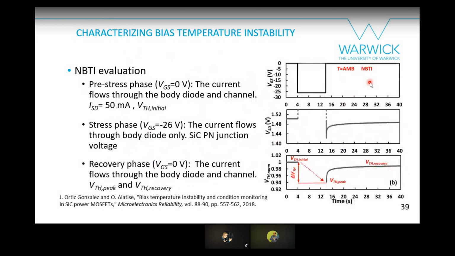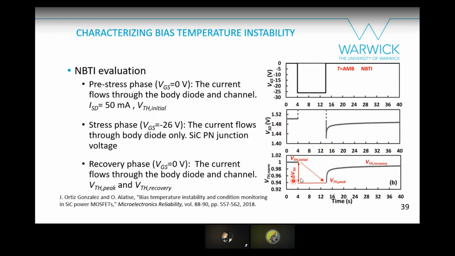What happens with NBTI? So we do the same. We have a slightly modified gate driver that is 0 to minus 26 volts. We again have the same stress phases, 0, minus 26, 0. You have the initial VSD. You have the stress and recovery. So during the stress, everything is the same except the stress and the recovery.